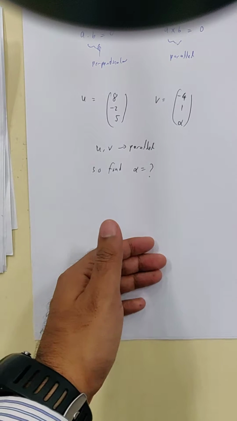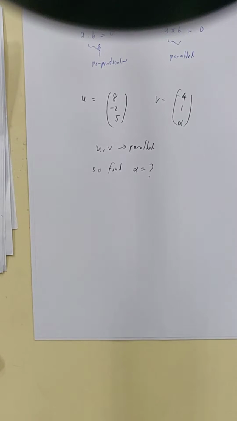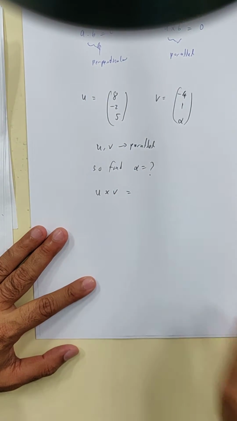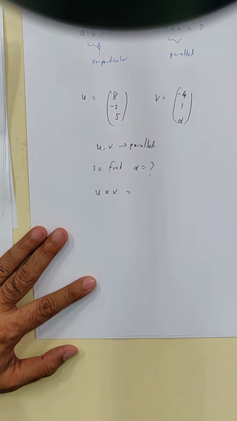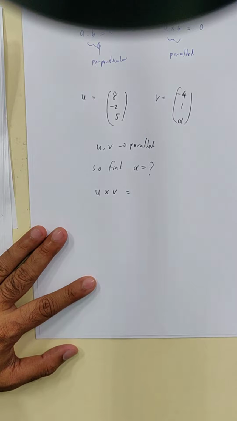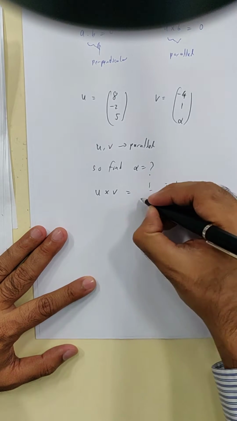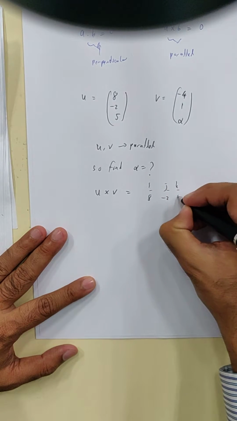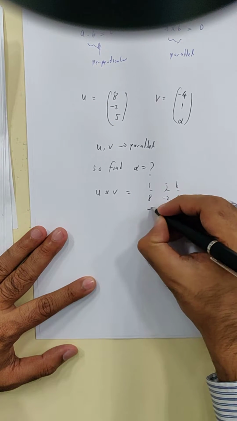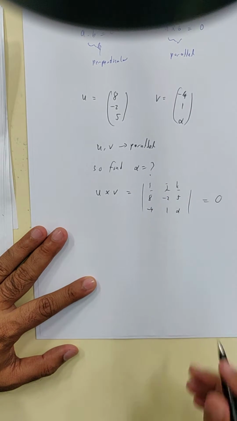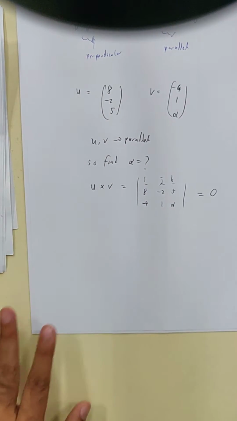The cross product will be equals to 0. A cross B equals to 0. U cross V equals to 0. Can you calculate? How are you going to calculate that? How do you calculate cross product? I, J, K, 8, negative 2, 5, negative 4, 1, alpha is equals to 0. Try on your own.